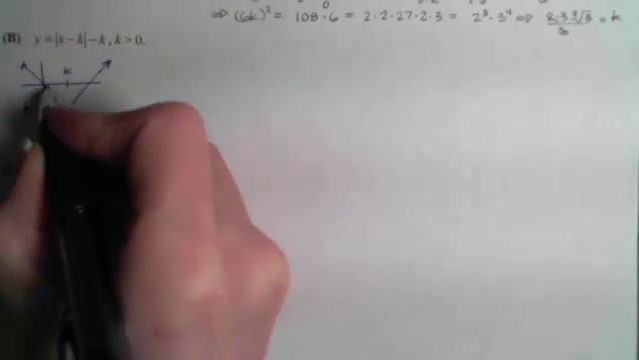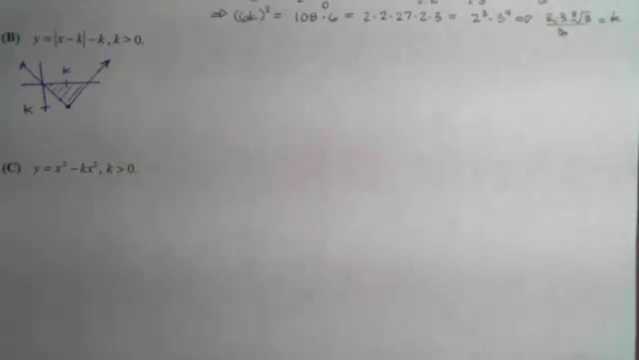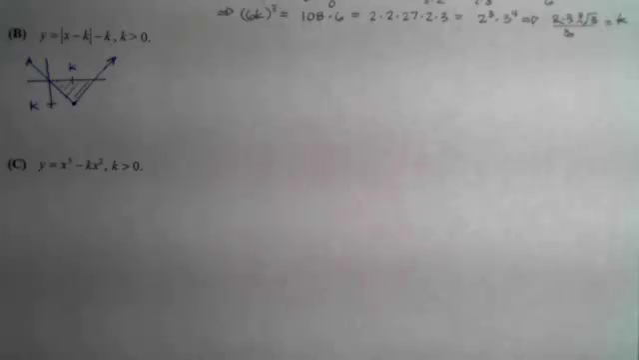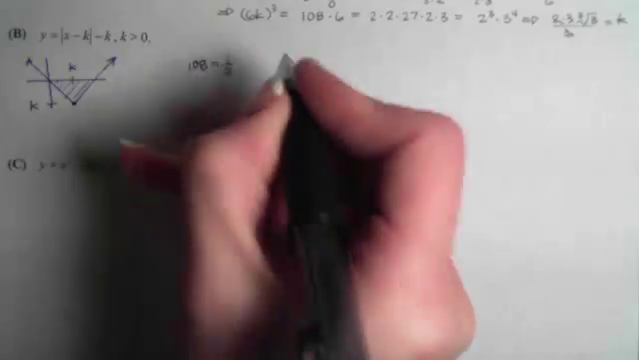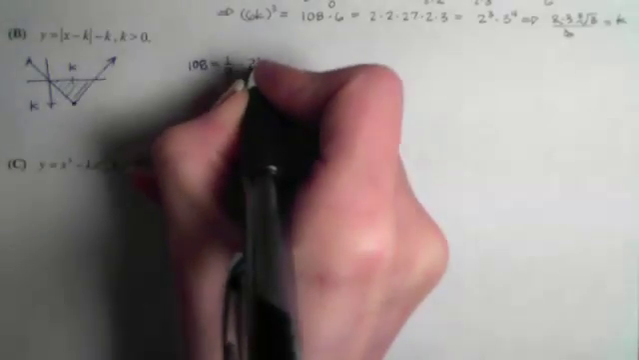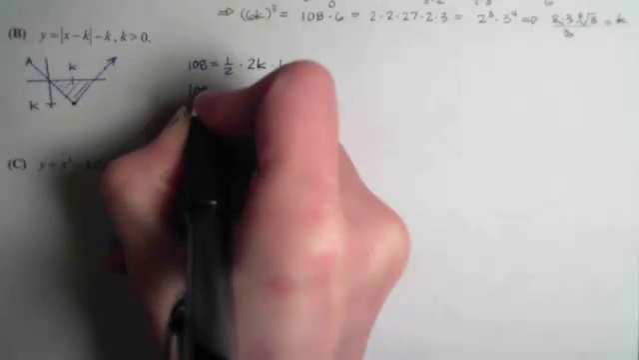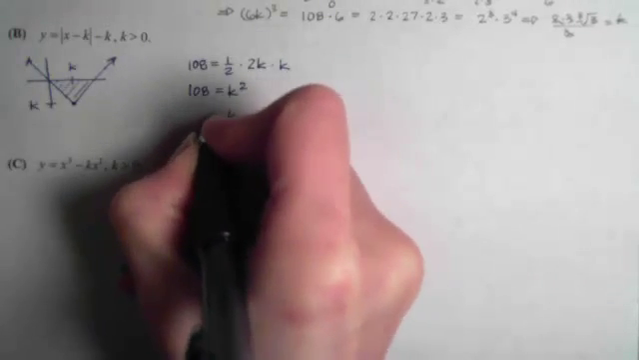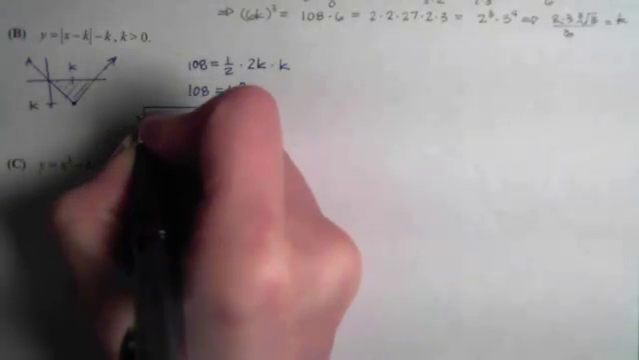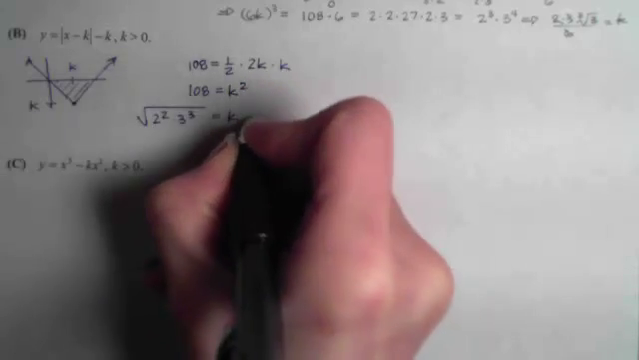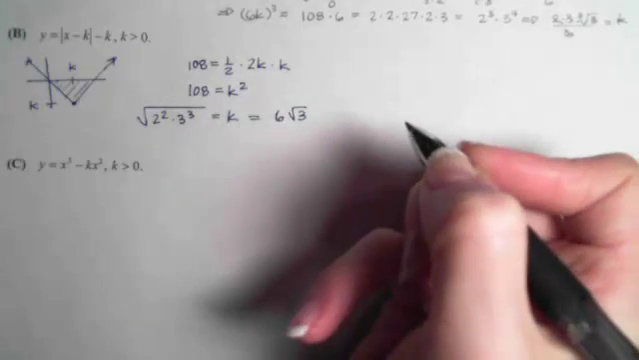So here's my region. I want the fourth quadrant. And this one's actually pretty easy because we don't even have to do an integral because it's just a nice pretty triangle. So we can say that that area, which is 108, needs to be 1/2 the base, which is 2 of those k's, times the height, which is 1 of those k's. So that looks like 108 equals k squared. So k would be the square root of that 108, which was a 2 squared times a 3 cubed. So we'll get a 2 times a 3, which is a 6 square root of 3.